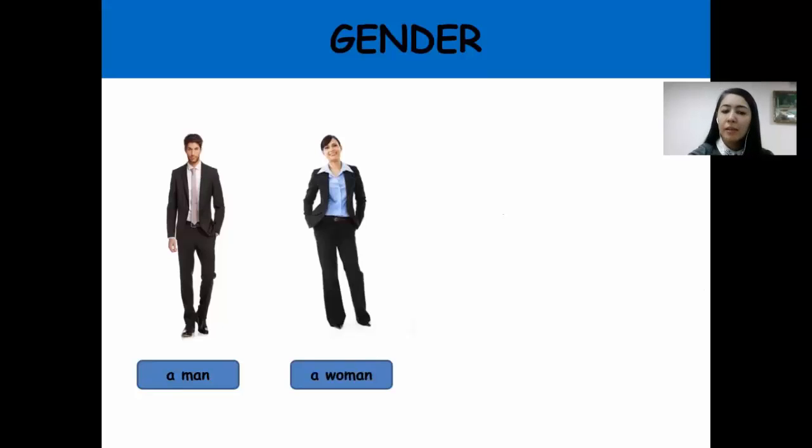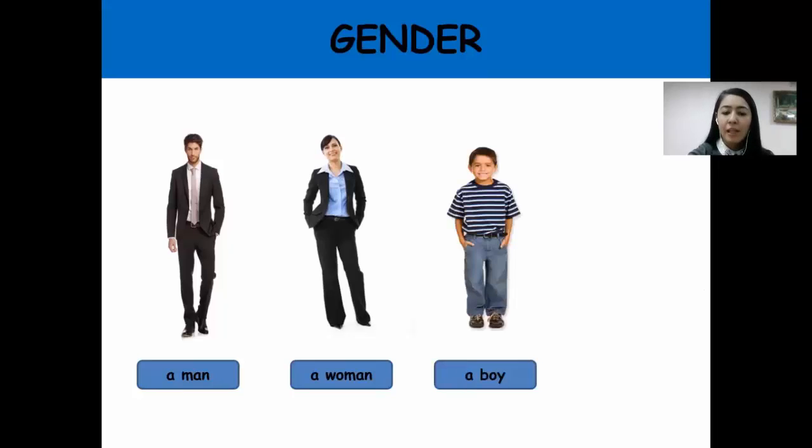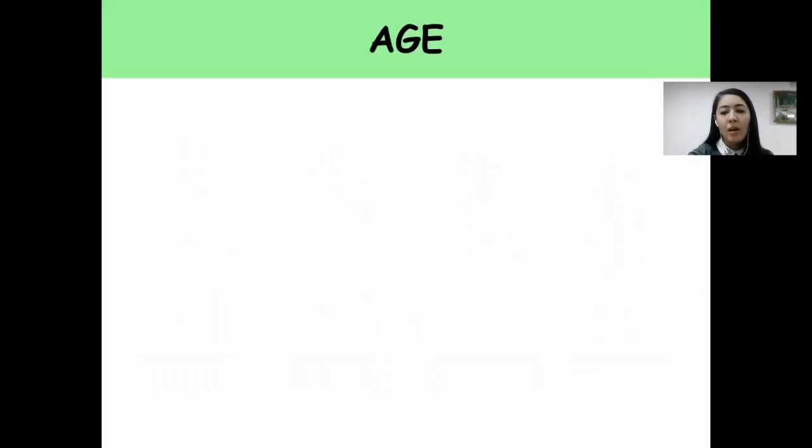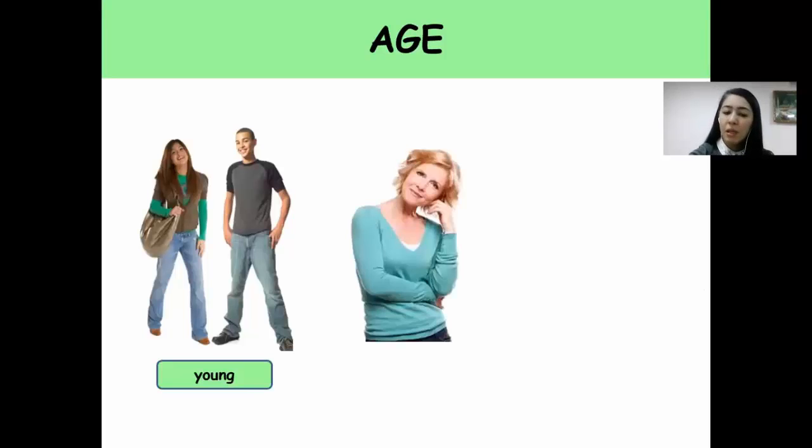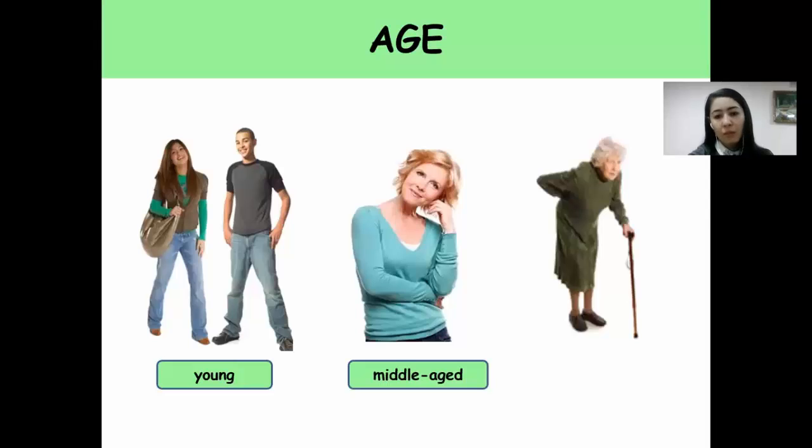Okay, so let's begin. First of all, we divide people by gender. There are two genders: a man, and a woman. So these are the two main genders, and then we talk about young children, like a boy and a girl. What about age? Age is also important in the division of physical description. People can be young, middle-aged, or old.